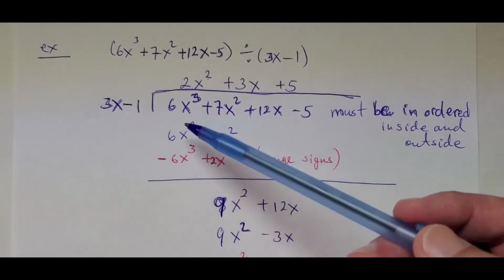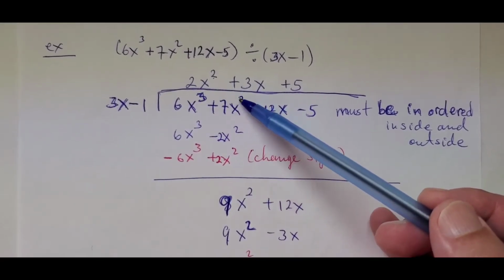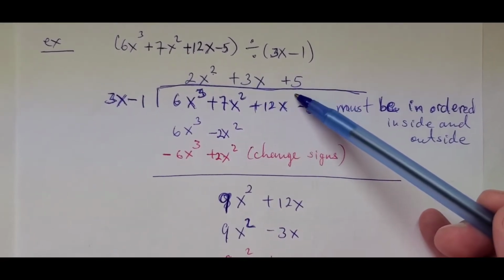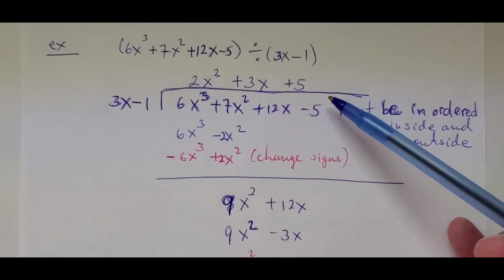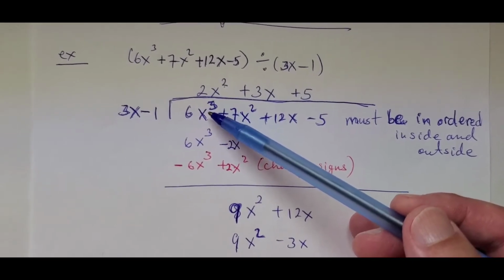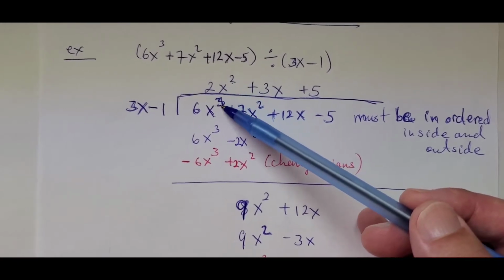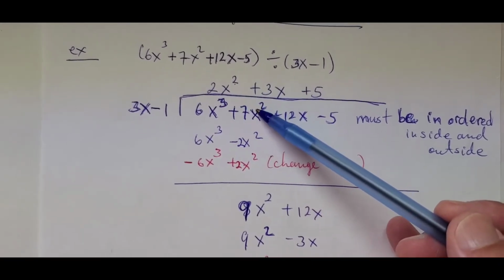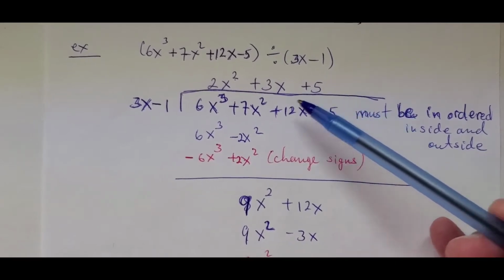And this is what I meant. Inside, this is third power, this is second power, this is first power, and this is zero power. In order means biggest power goes first and then to the smallest: third power, second power, first power, zero power.